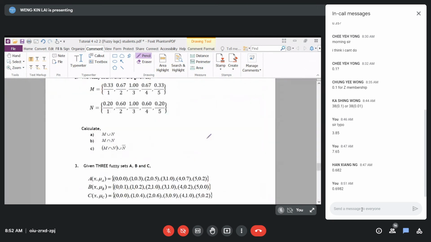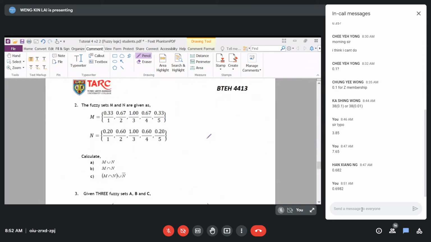So I think I'll quickly move on to the next question. Now, any question before I move on? So I hope you can understand and try it. So this one here has two fuzzy sets, M and N. Basically, these numbers are not dividing. They just say that the first, second, third, fourth, and fifth elements have these memberships: 0.33, 0.67, 1.0, 0.67, 0.33. The same goes for your N.